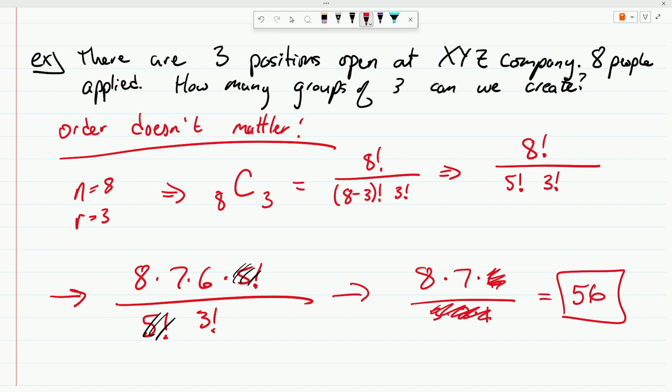So I realize this was a lot of simplifying, okay? That's why it's always nice to have a calculator, all right? So I'm going to show you how to do this on a calculator as well.